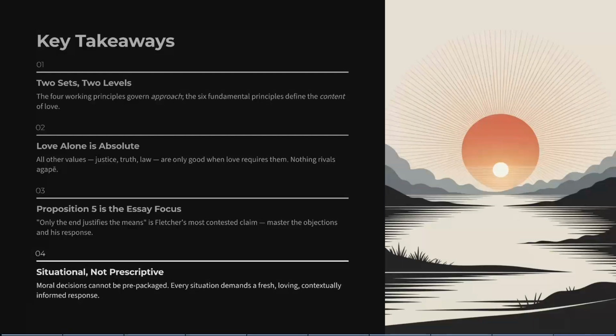And fourth, situational, not prescriptive. Moral decisions cannot be prepackaged. Every situation demands a fresh, loving, contextually informed response. This is not a weakness of the theory. For Fletcher, it is its defining virtue.